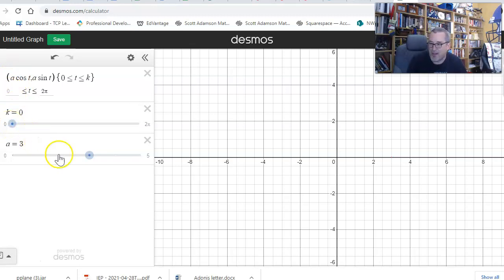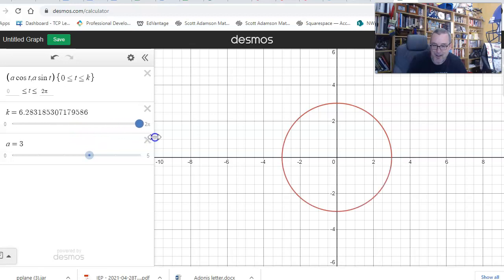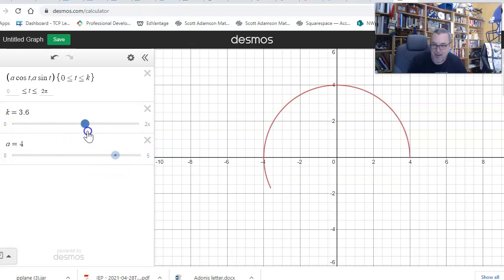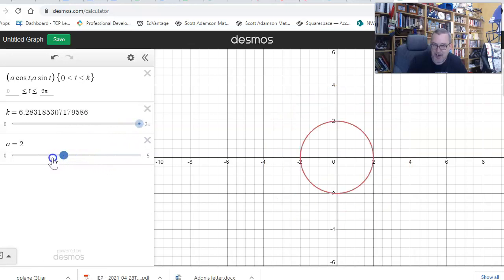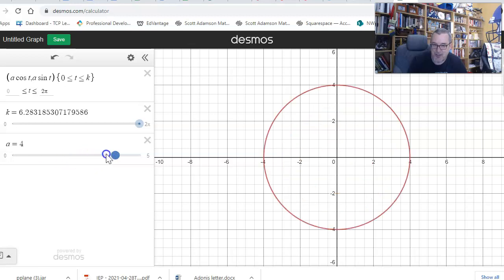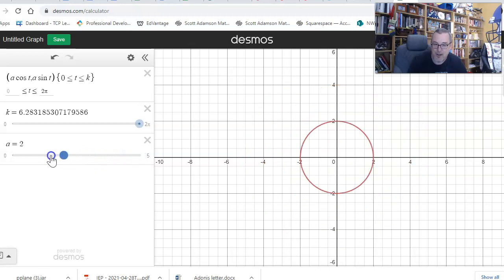So here they come. So right now I've got a is 3, so 3 cosine t, 3 sine t. Doesn't that look like the seed passing through that vector field following the vectors? And if you change a to something else, you get the same idea, but radius of now 4. Or here, I'll just leave it completed. As a changes, you just get the series of concentric circles, the flow of that vector field.